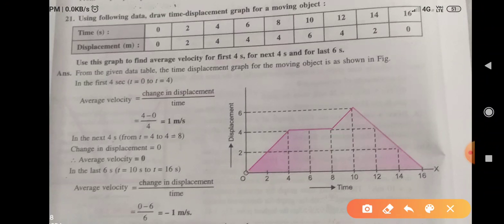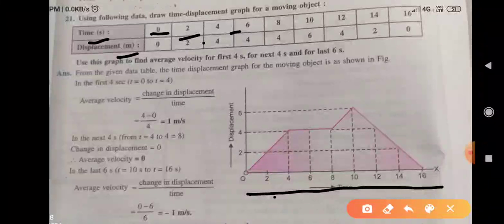We see, like time, we have taken 0, 2, 4, means 2 seconds. Here the unit is already given: seconds for time and meters for displacement. So along with that, the gap of 2 seconds they have taken. Here on this scale we have considered the same, 0, 2, 4, 6, 8, means a 2 second difference is there. In displacement also we have taken a 2 meter difference.